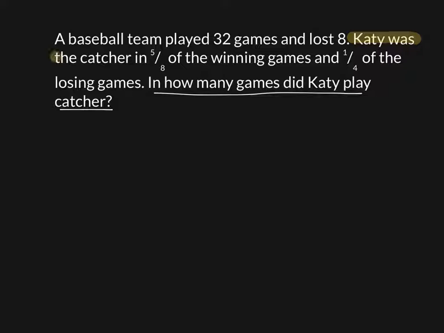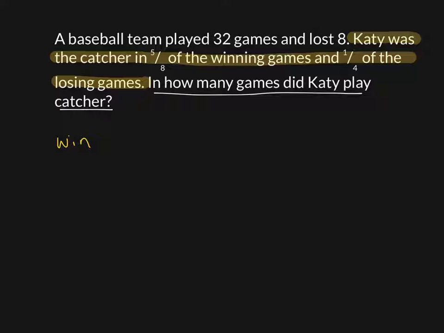Katie was the catcher in 5/8 of the winning games and 1/4 of the losing games. So this is a little more complicated because we actually need to use all the information in the problem now. So we need to know how many winning games she played in. So I'm going to write win. And she was the catcher in 5/8 of the winning games.